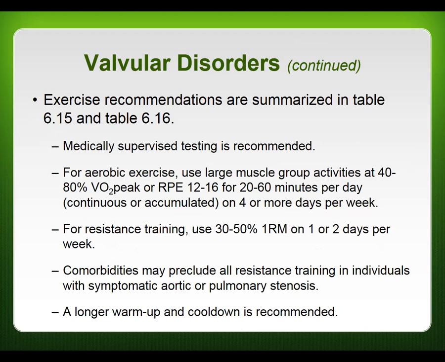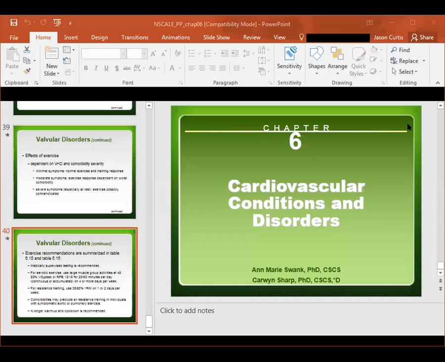For aerobic exercise, use large muscle group activities at 40 to 80% VO2 max peak, or RPE 12 to 16, 20 to 60 minutes a day on 4 or more days a week. Resistance training is 30 to 50% of 1 rep max on 1 to 2 days a week. Comorbidities may preclude all resistance training in individuals with symptomatic aortic or pulmonary stenosis, and longer warm ups and cool downs again are recommended. All right, that's it for cardiovascular conditions and disorders.